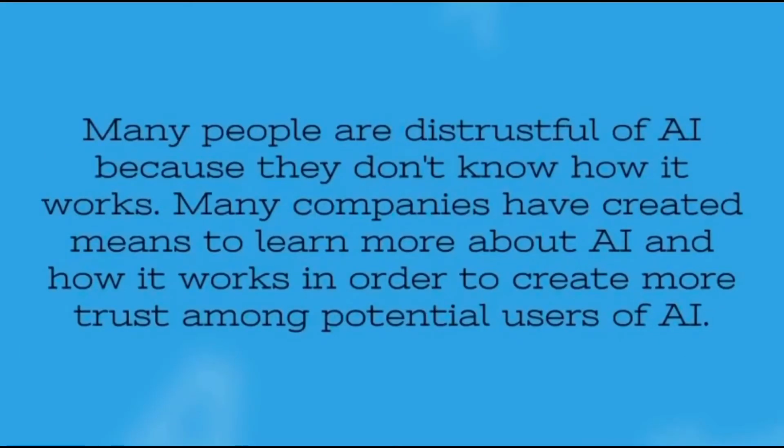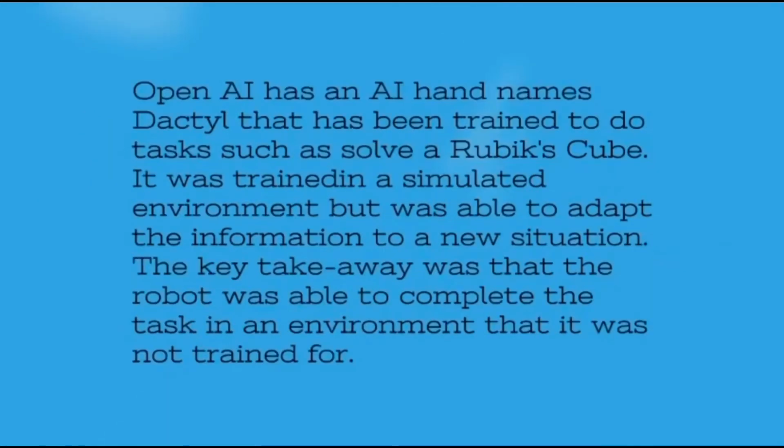So another example is explaining AI. Many people, especially the general public, are distrustful of AI because they don't know how it works. Many companies have created the means to learn more about AI and how it works in order to create more trust for potential users of AI, such as businesses and just the general public, in order to get people more comfortable with the possibility of AI.